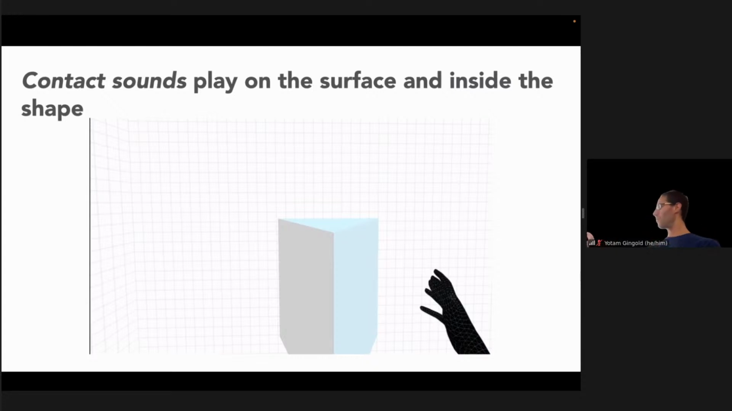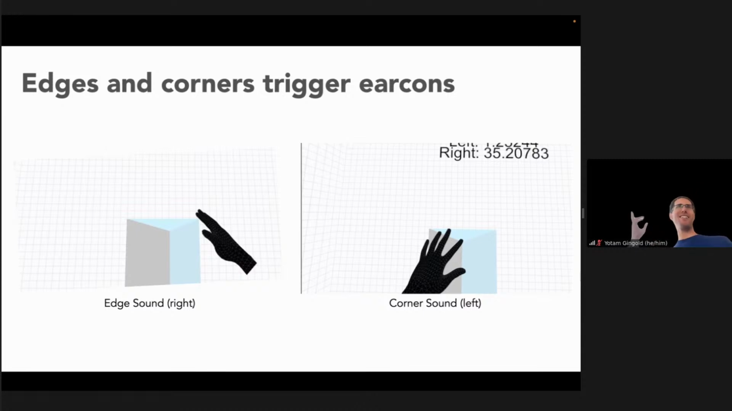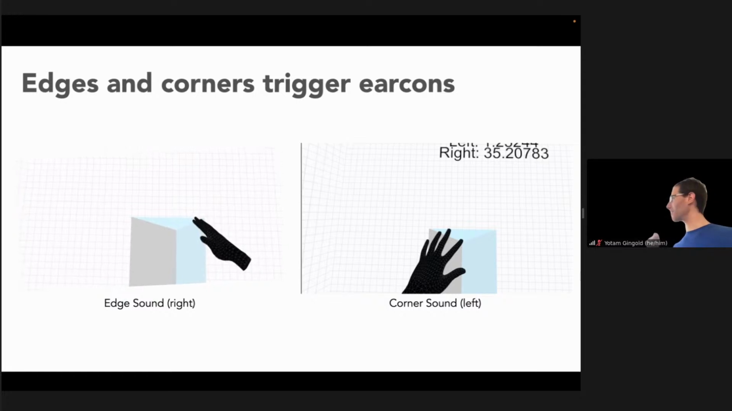So it's useful for when you've found the surface and you're moving your fingertips, and now you can do some of that interaction with your fingertips and the sound you're hearing to get some curvature out of it. Yeah, and then we used earcons, which are like audio icons, for edges, and for corners.